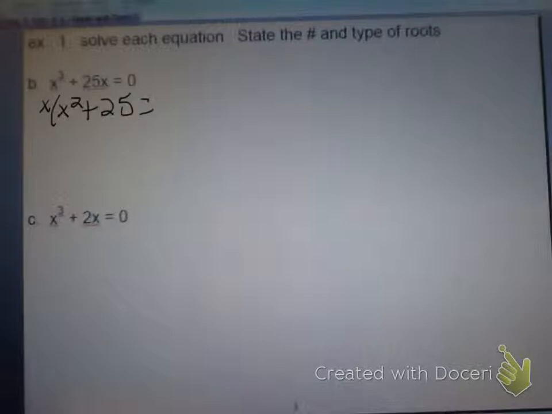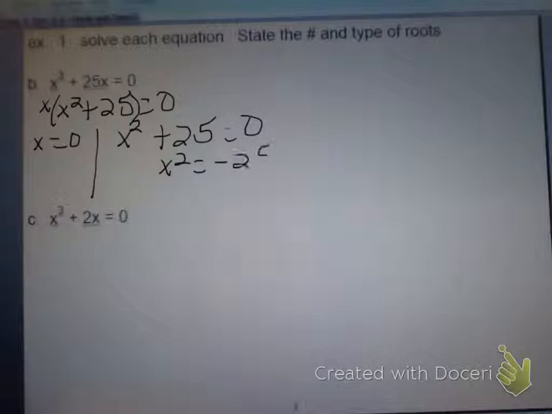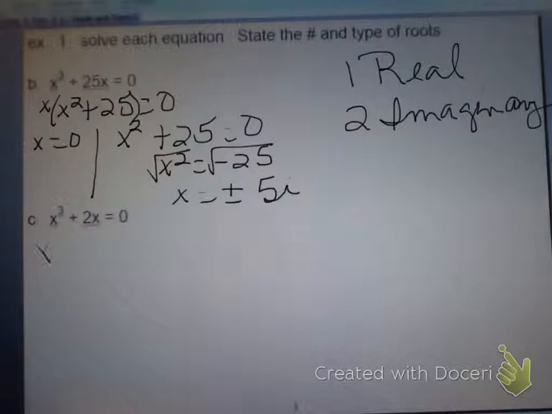To solve this equation, we're going to factor out a GCF. We're going to put the x squared plus 25 equal to 0, do the square root property. So we subtract 25, take the square root. Remember, the square root of a negative number is i, so that's plus or minus i. Do not forget to do plus or minus i. You have one real and one imaginary number.